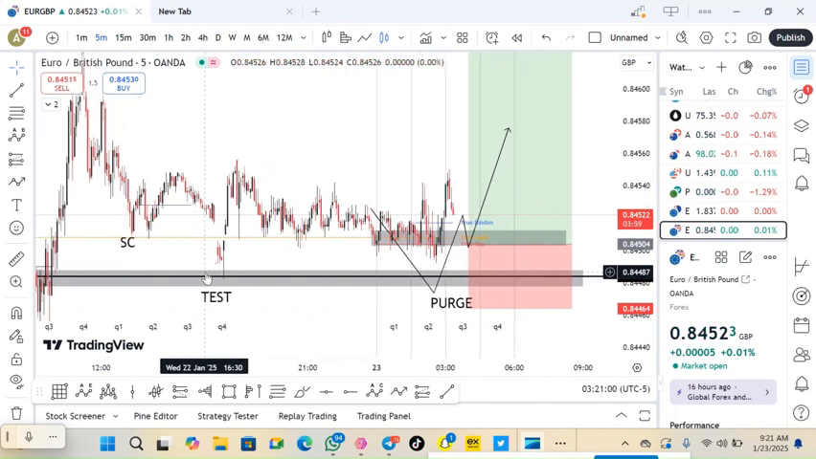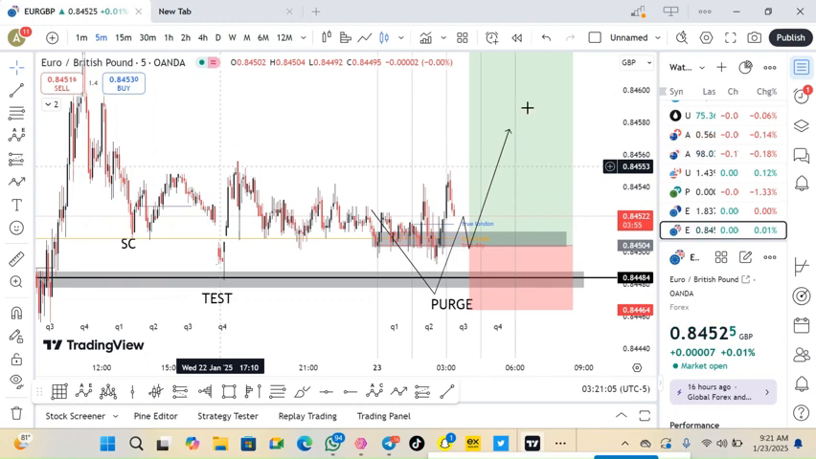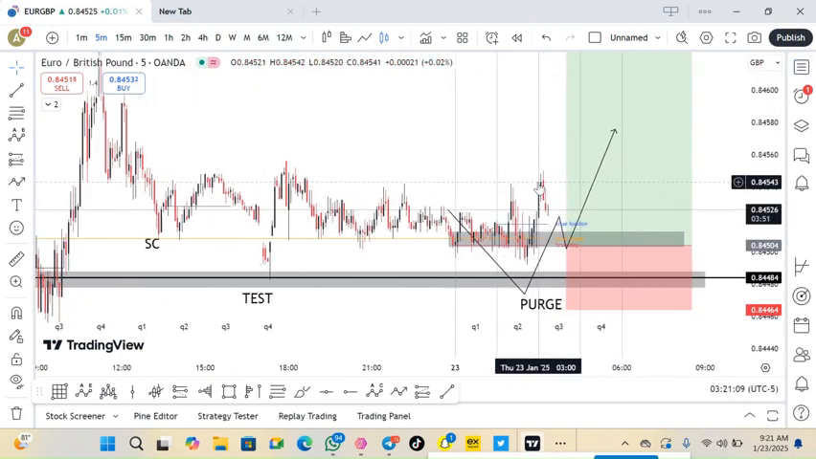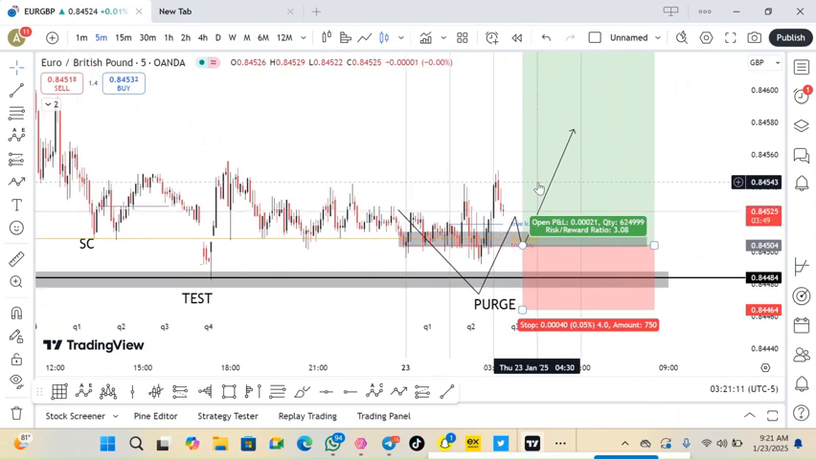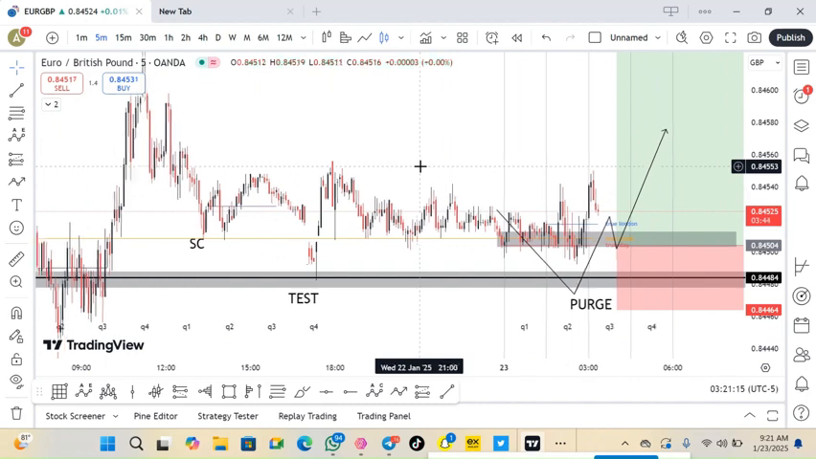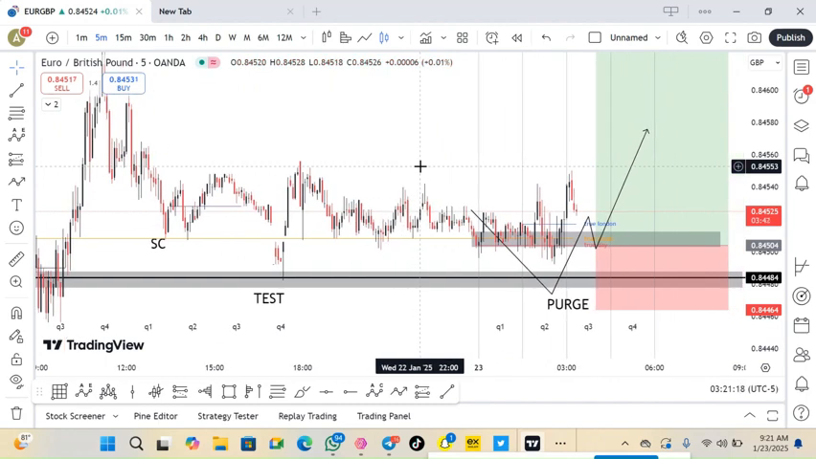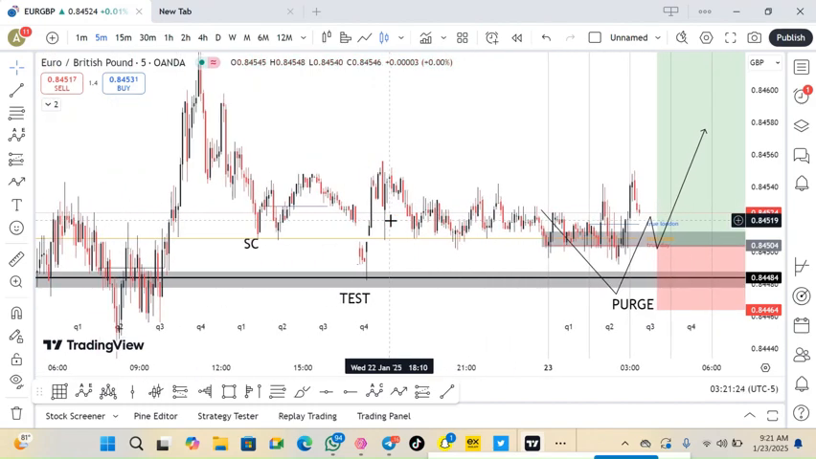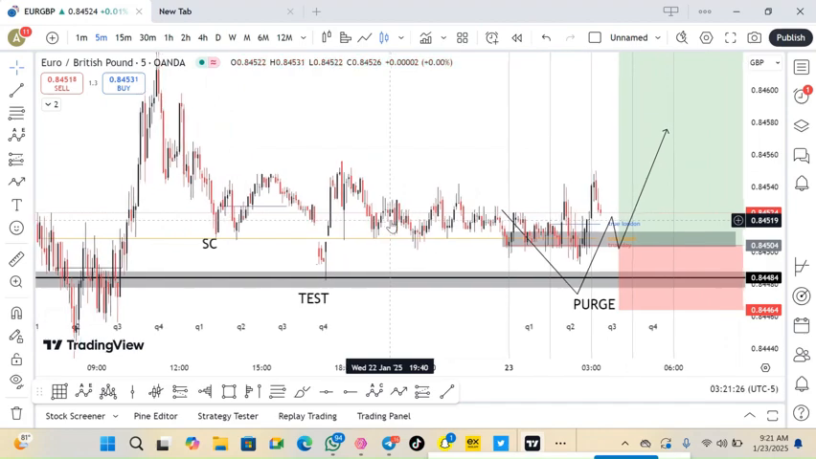This morning we caught this, we spotted this pair. This is Euro GDP. So I was talking about the bull trap and the bear trap. I quickly want to use this live example to illustrate what I mean by what I dropped on the Discord group this morning.